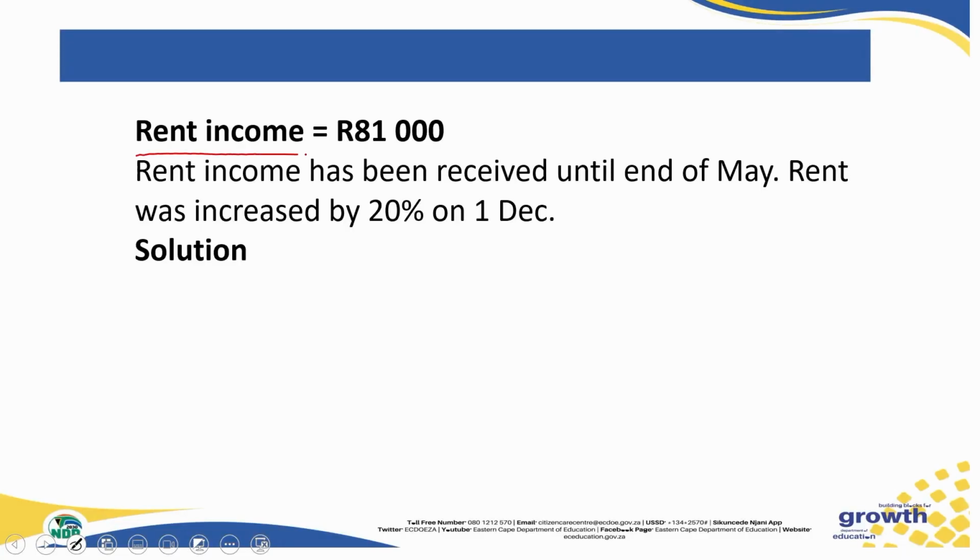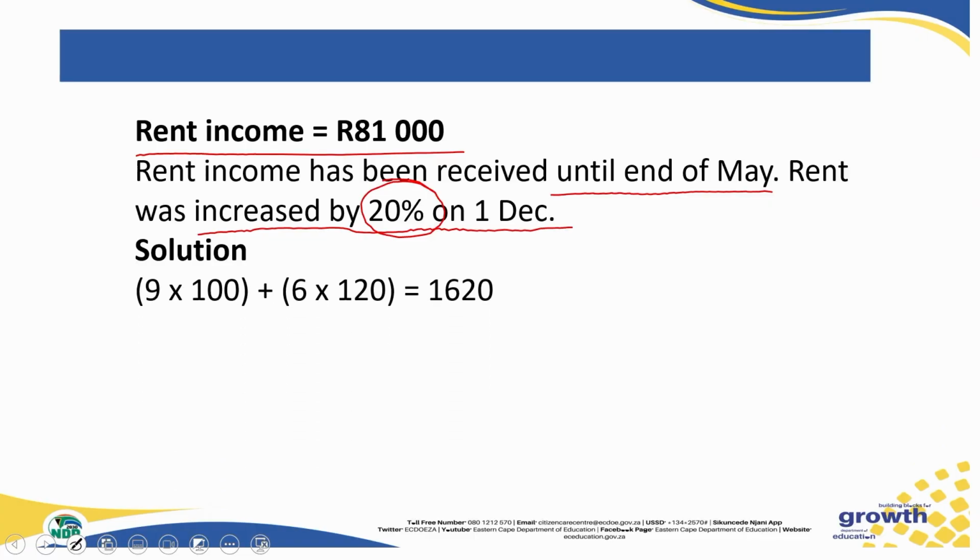Moving on to the third example, rent income according to the trial balance is 81,000 Rand, and we have received rent until the end of May. And rent was increased by 20% on the 1st of December. So this means that for December, January, February, March, April, May, for 6 months, we have had an increase of 20%, and the other months were normal. So let's have a look at our solution.